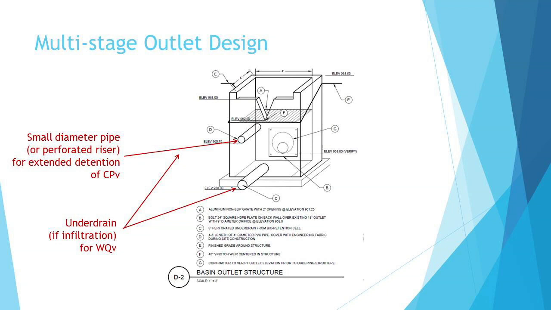After a foot or two, wherever you're above that 1 year high water elevation, then you're going to have another level, and it might be a rectangular weir, it could be another pipe. In this example, I showed a V-notch weir.